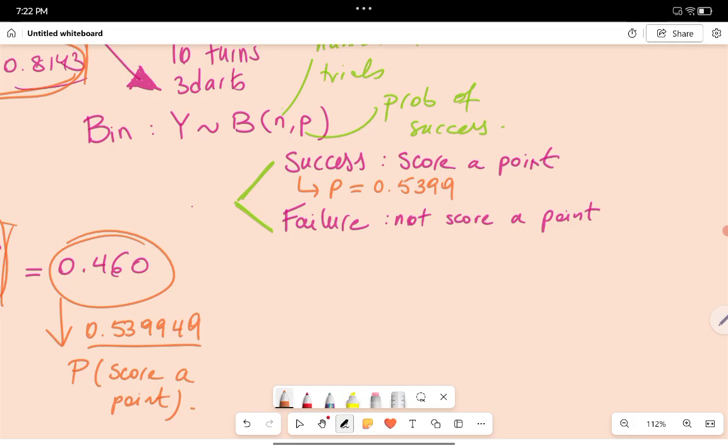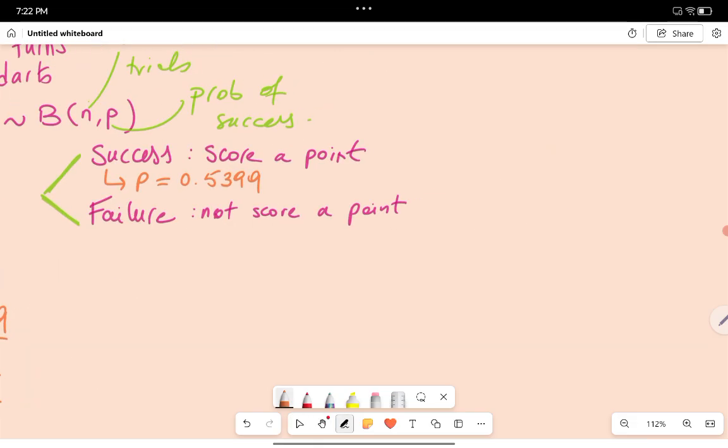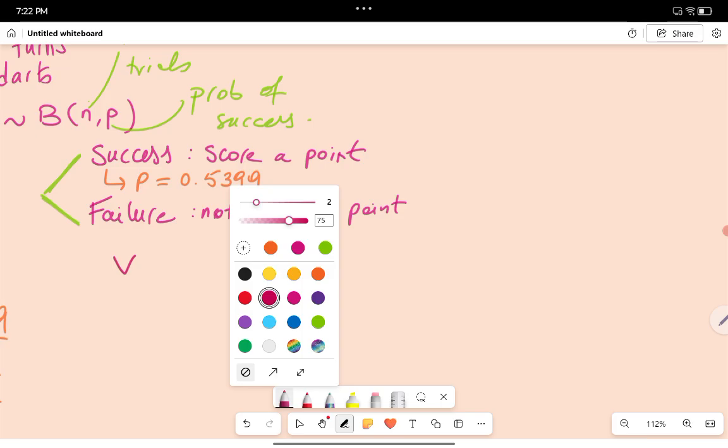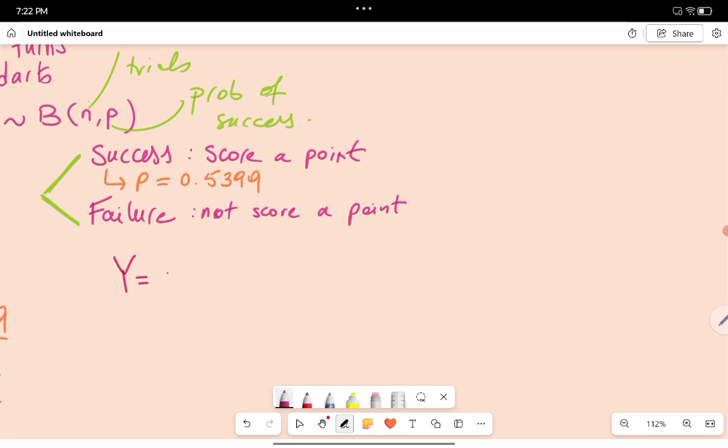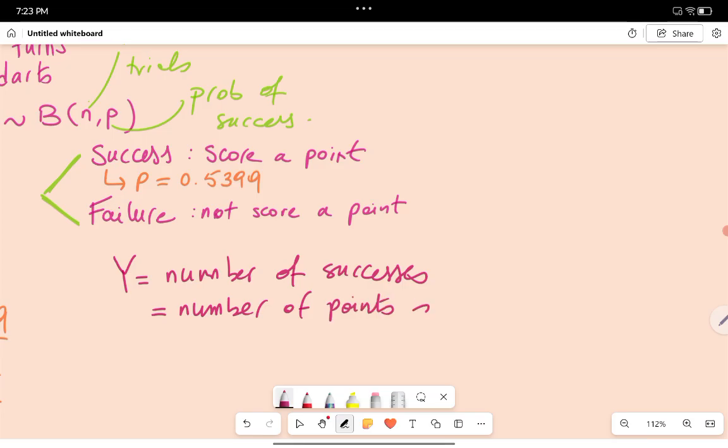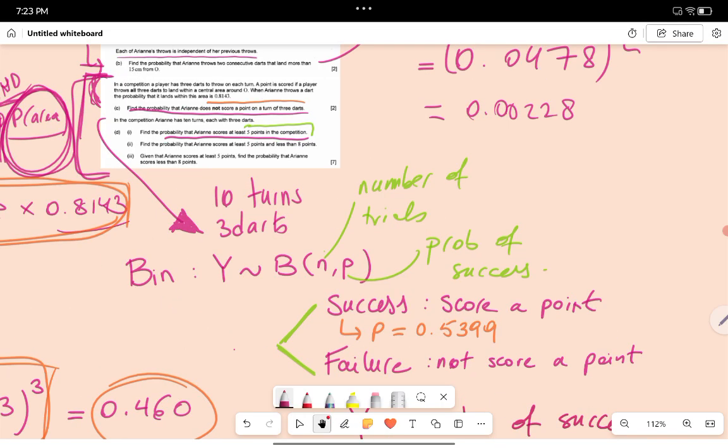And then with binomial, we have to denote our y. So y is our number of successes. So that is actually number of points scored, right? And what are we looking at? What's the question? Find the probability that Ariane scores at least 5 points.